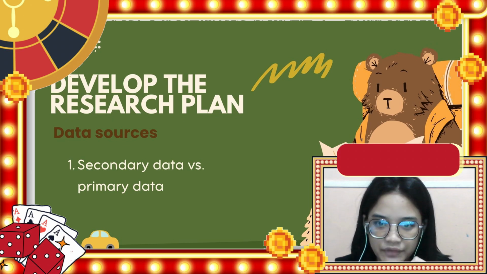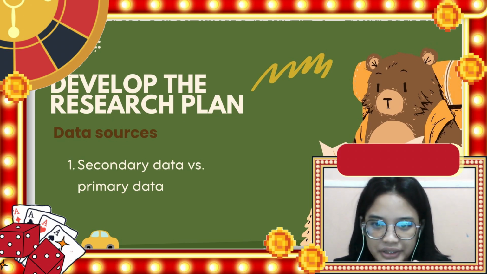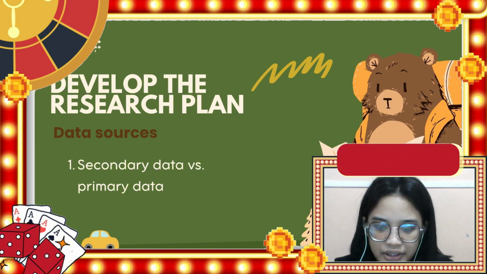Step 2. Develop the research plan. Data sources. Secondary data versus primary data. Secondary data are data that were collected for another purpose and already exist somewhere. Primary data are data freshly gathered for a specific purpose or project.